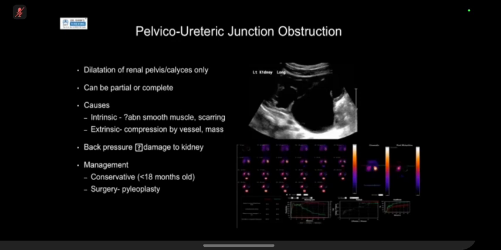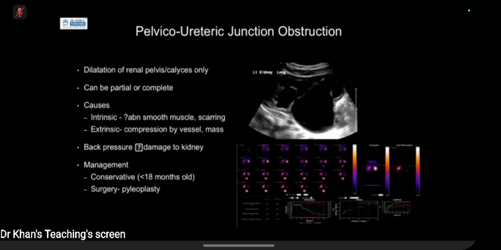It's hypothesized that the intrinsic cause is possibly abnormal smooth muscle at the pelvico-ureteric junction, which then causes an aperistaltic segment, so you don't get any drainage through that segment. Or it can be caused potentially by scarring, so in utero UTIs or things like that, or inflammatory abnormalities at the PUJO. As candidate 3 said, you can occasionally get extrinsic compression, so that's called a crossing vessel.